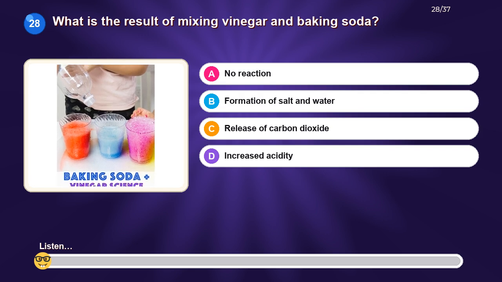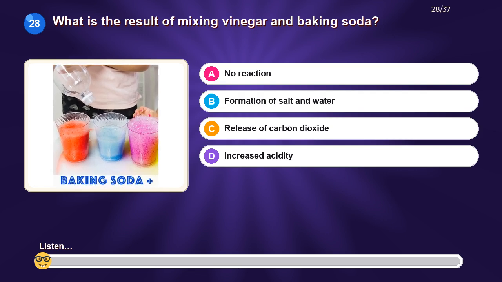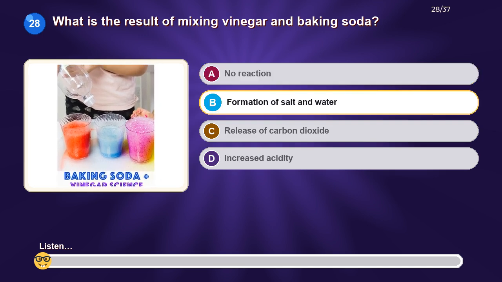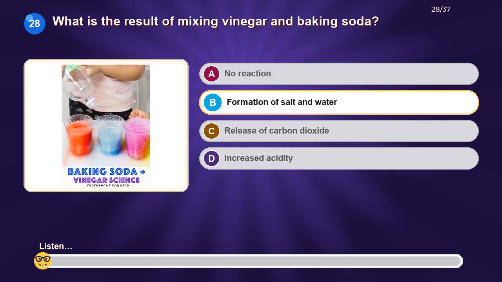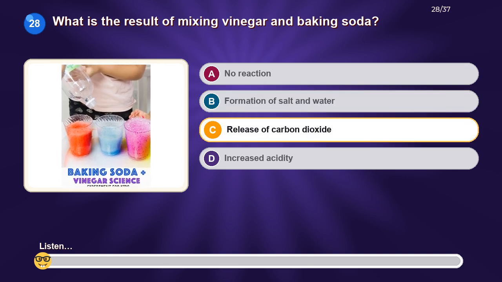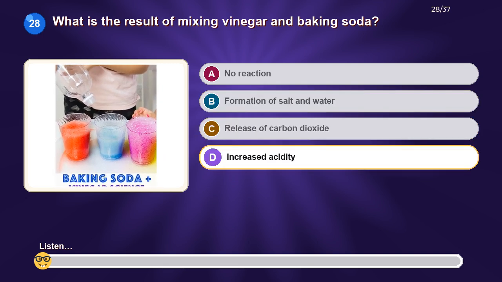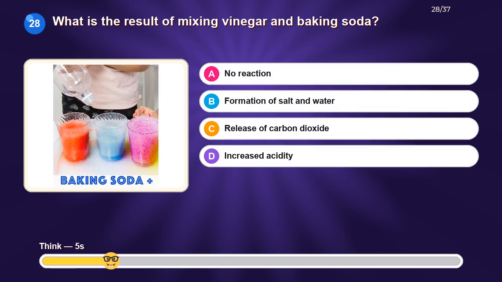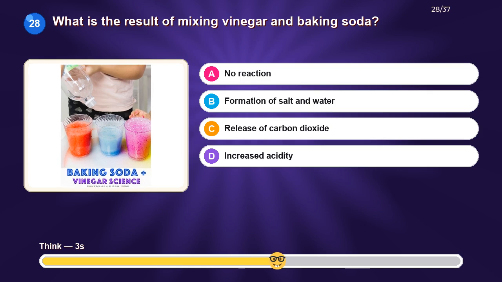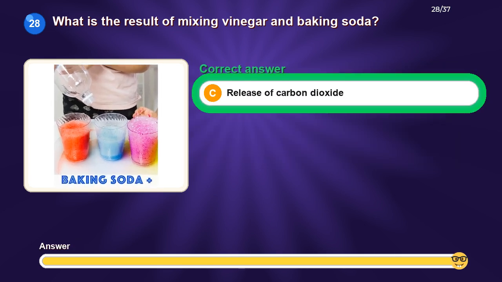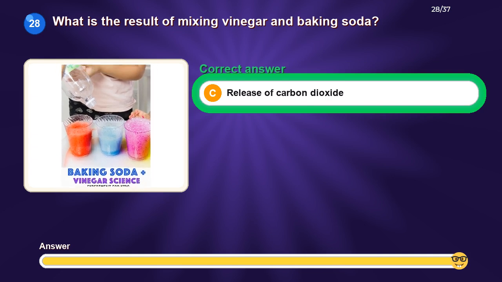What is the result of mixing vinegar and baking soda? Option A, no reaction. Option B, formation of salt and water. Option C, release of carbon dioxide. Option D, increased acidity. The correct answer is release of carbon dioxide.